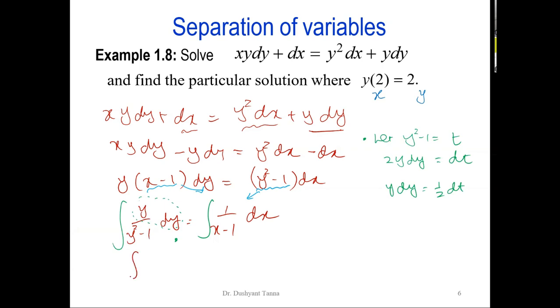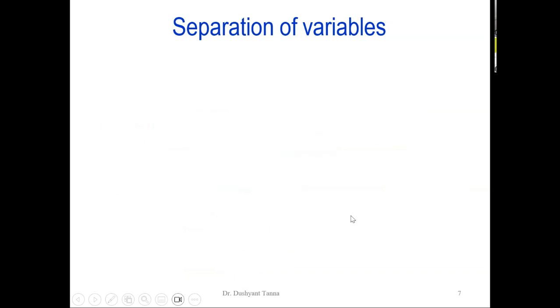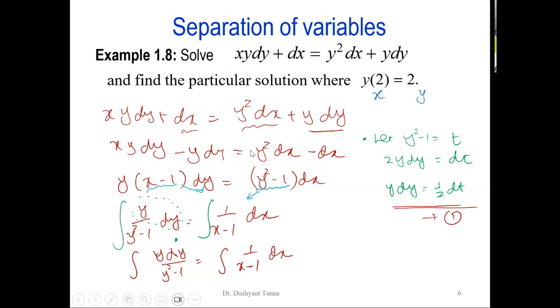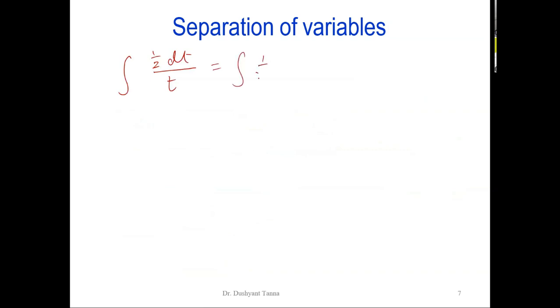Okay, so I will rewrite this for one more. Y dy over y square minus 1 is equal to 1 over x minus 1 dx, and I will use this result. Call it equation 1 if you want to. Okay, so on my next screen, y dy, which is half dt, I got integration half dt. Denominator was y square minus 1, which was t. And I'll keep the right-hand side the way it is. Doesn't need to be changed. So 1 over x minus 1 dx.